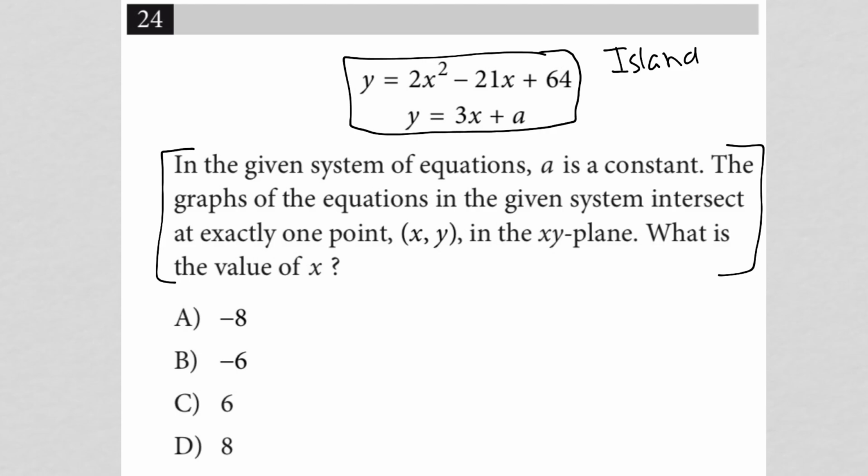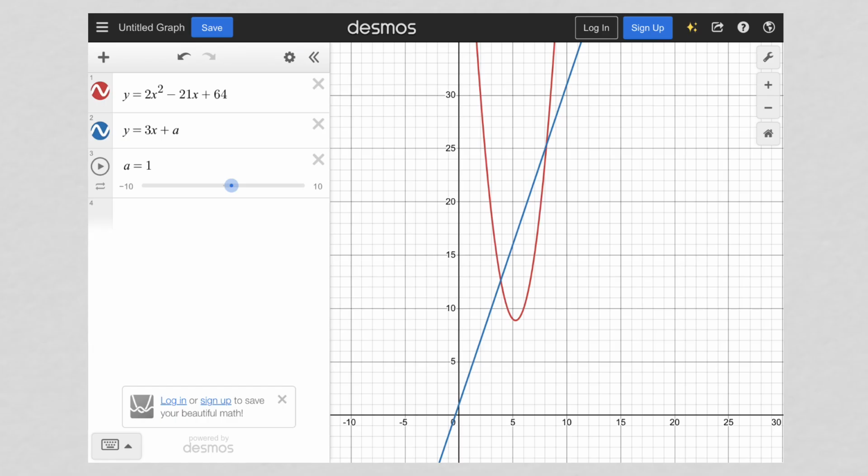Whenever I see this format on the SAT, I immediately input those equations or that equation that's floating on top of the passage directly into DESMOS. So I'm going to show you what I got by doing that. So here's what I get. Again, this is my initial equation. This is the second equation from the system. I added a slider for A, which defaults to A equaling 1, which is what we see here. So I haven't changed anything here.